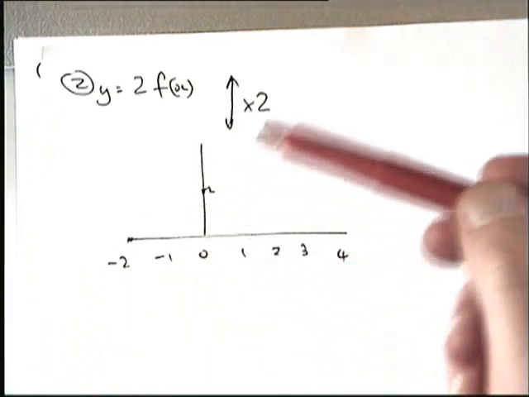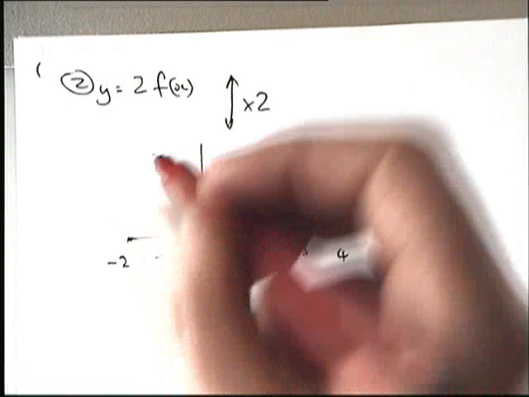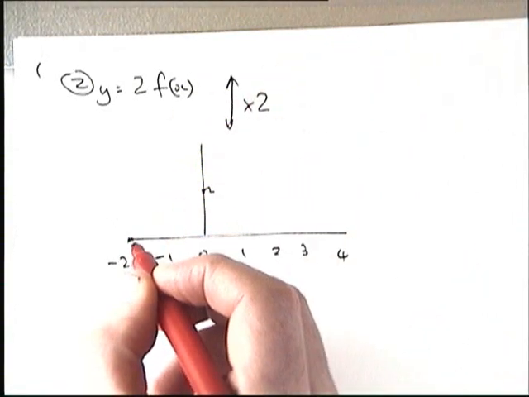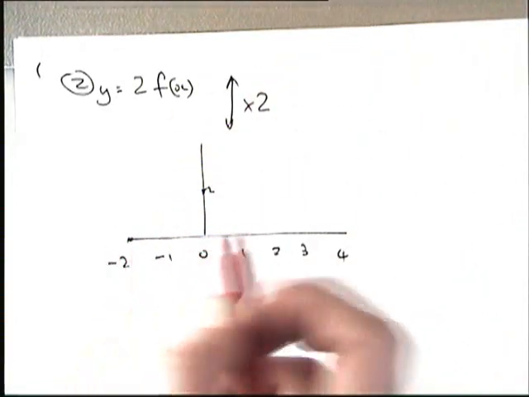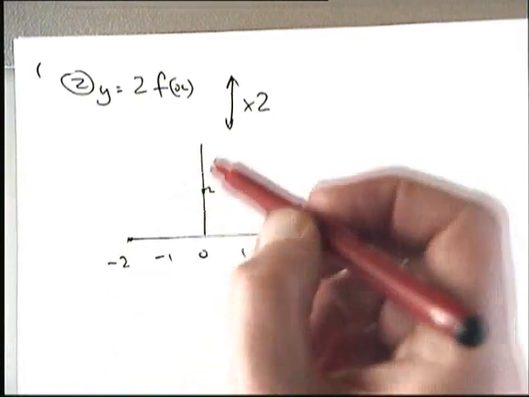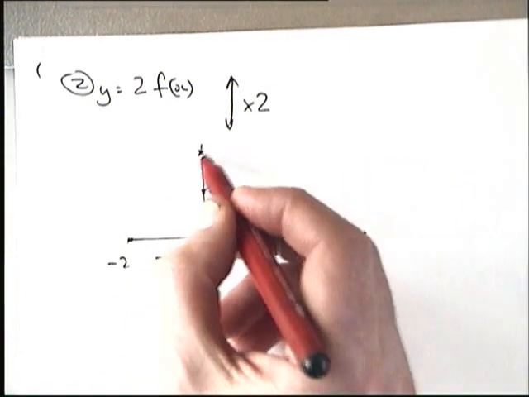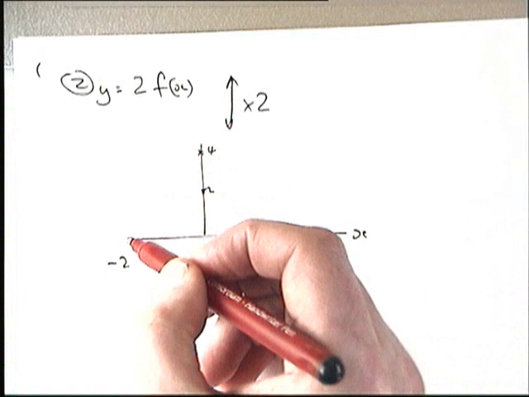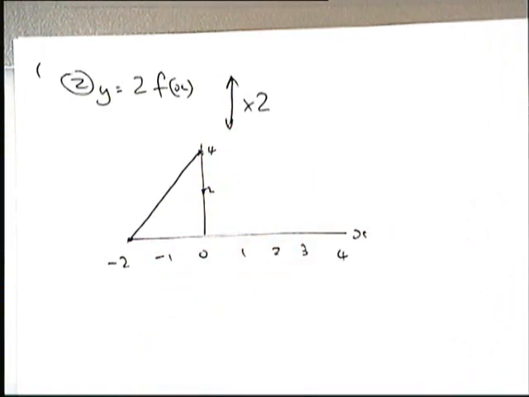Well, if ours has been stretched twice vertically, it will still start off at 0, because all stretches are measured from the x-axis. But instead of going up to 2, it will now go up to 4. So the first part of our curve will now look like that.